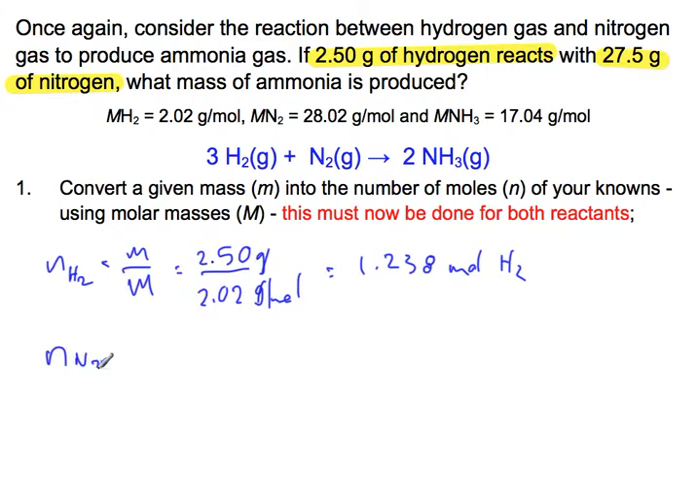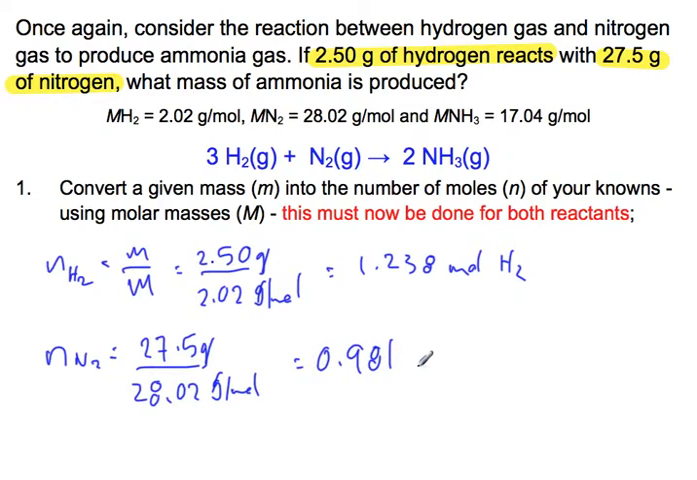Number of moles of nitrogen, our second reactant. Well, our given mass is 27.5 grams. Molar mass of nitrogen is 28.02 grams per mole. So it's going to be slightly less than 1, and in fact it is 0.981 moles of nitrogen, N2. So first step, number of moles of both reactants.